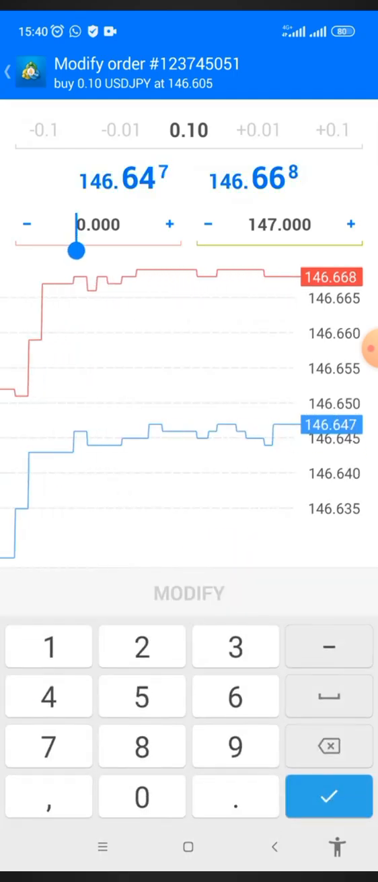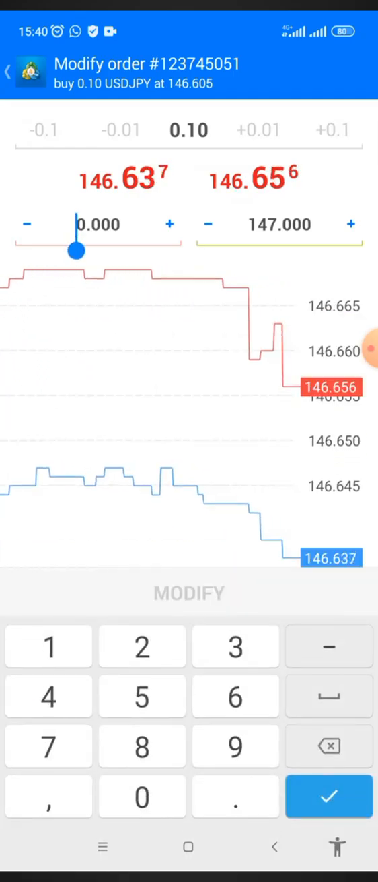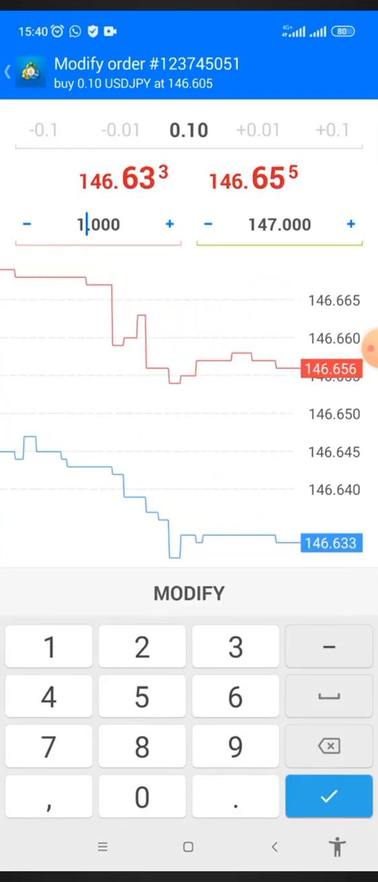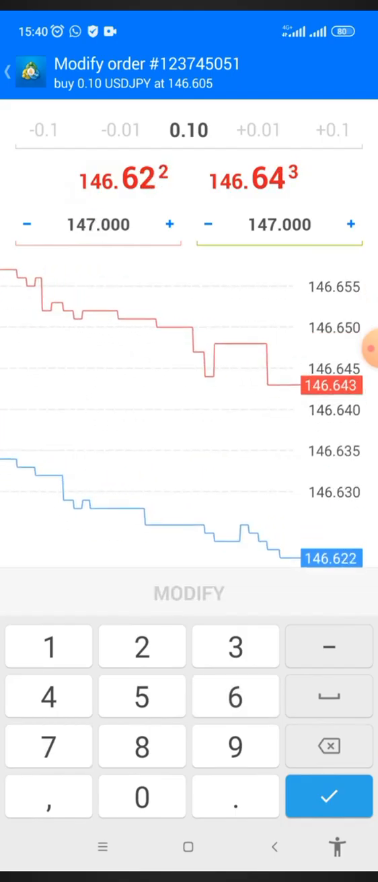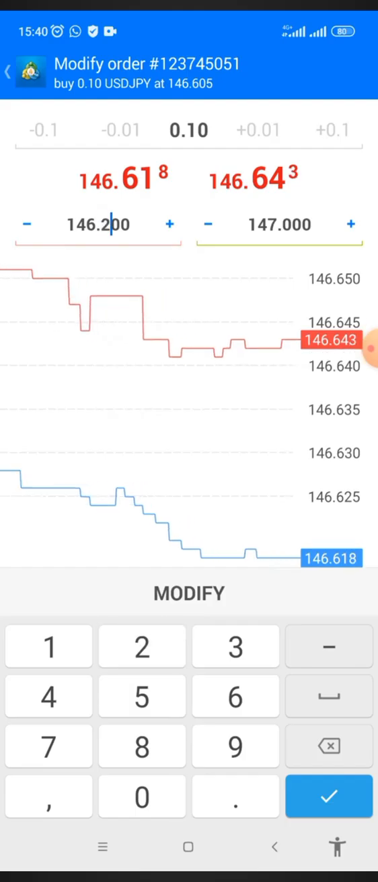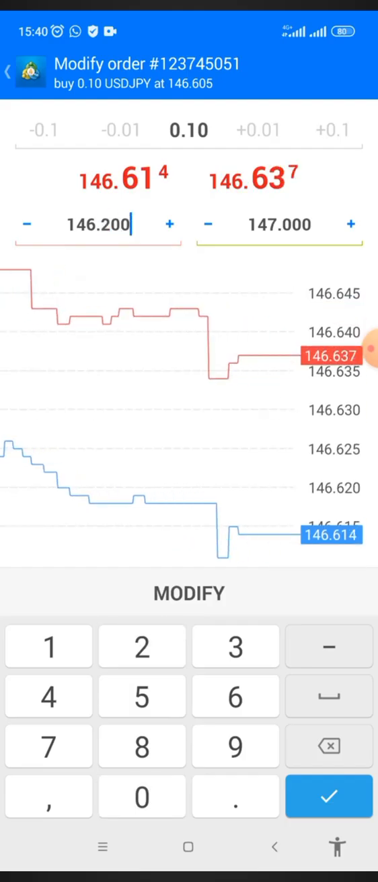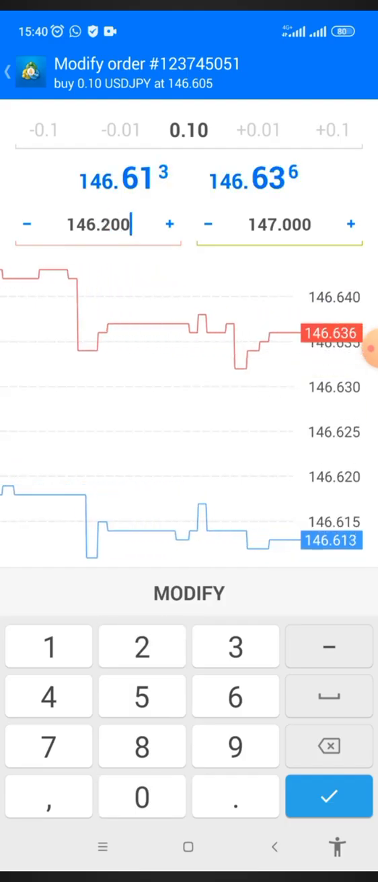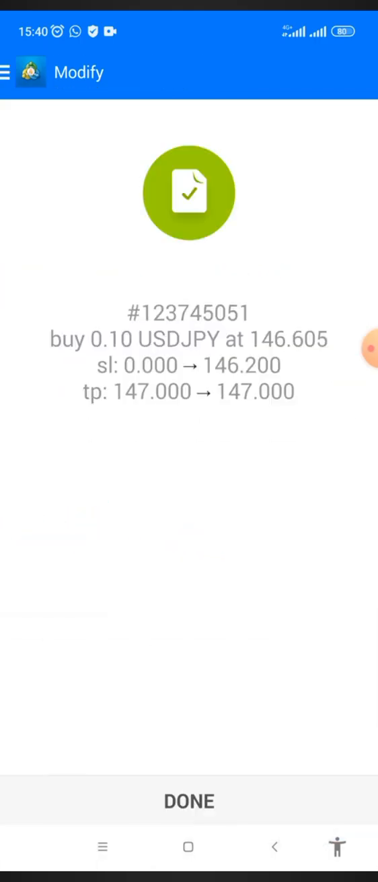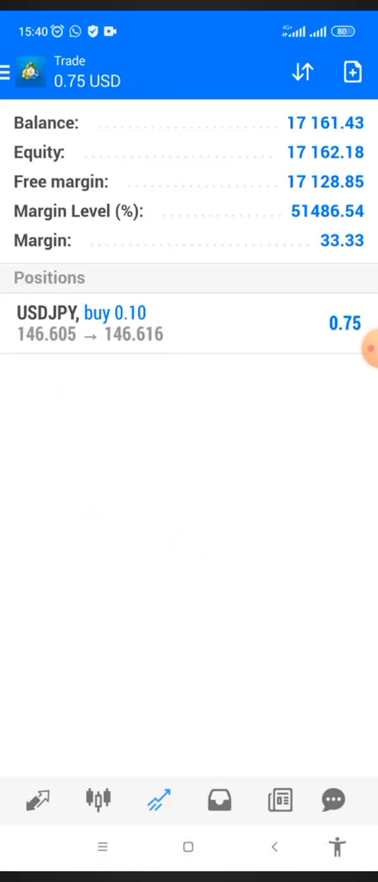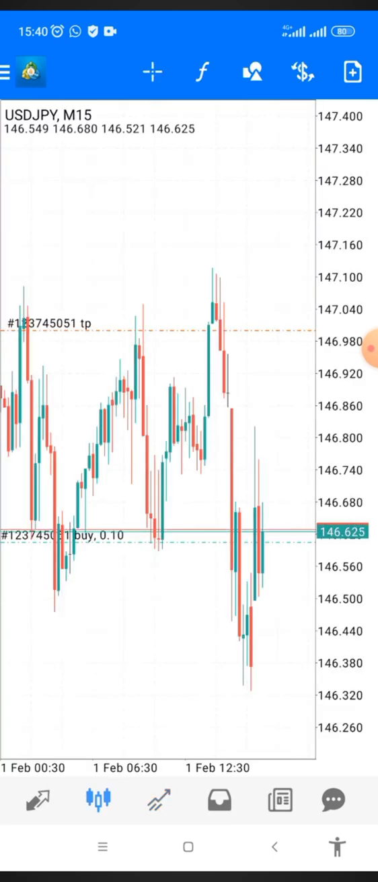So you tap here. Then it pops up for you to type in the numbers. Then you type 146.200. Then you click on modify, which is also in the middle there. Now your trade is fully set. When you go back to the chart, your take profit is up there. What of your stop loss? You can't see your stop loss, right?